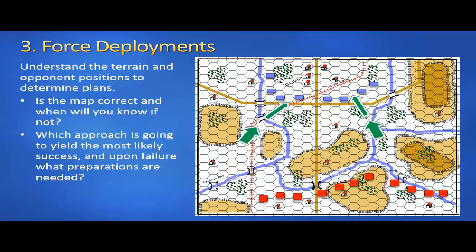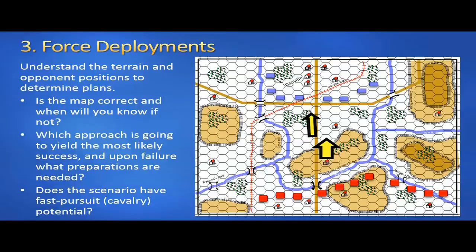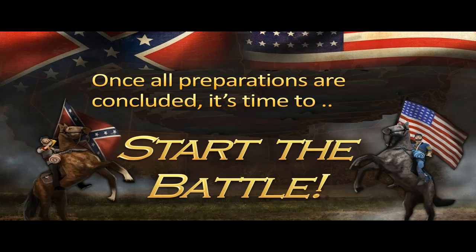Or is an approach from the corners a better approach? Again, the enemy has to be held in place. Otherwise, he'll simply reinforce those areas that become evident that are the targets of the assault. Or is a direct frontal assault, again, the best solution? And does the scenario have any fast pursuit, which is to say cavalry potential? And then once all the preparations are concluded, it's time to start the battle.